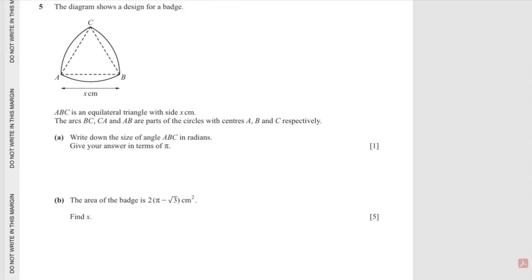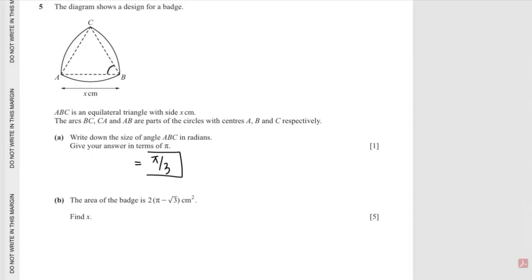Part A, write down the size of angle ABC. So this is ABC and it's an equilateral triangle. And this is in radians, so we need to give our answer in terms of pi. So this is pi over 3, since the angle is 60 degrees, but we cannot give the answer in degrees. In radians, it has to be pi over 3.